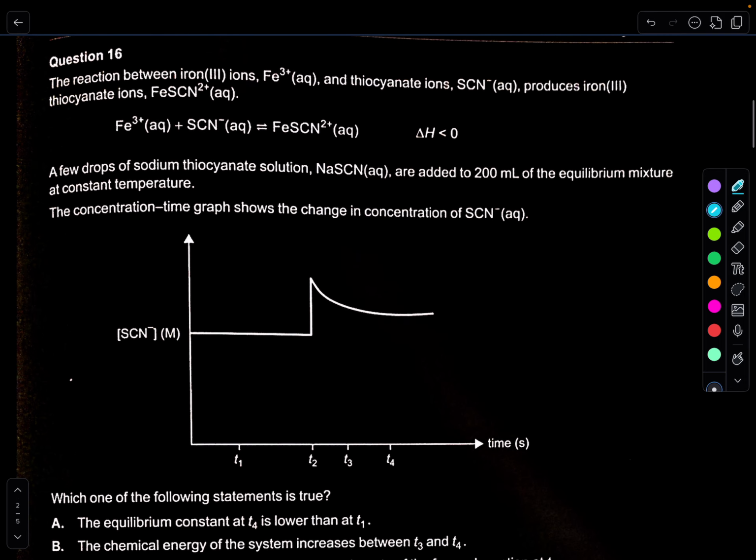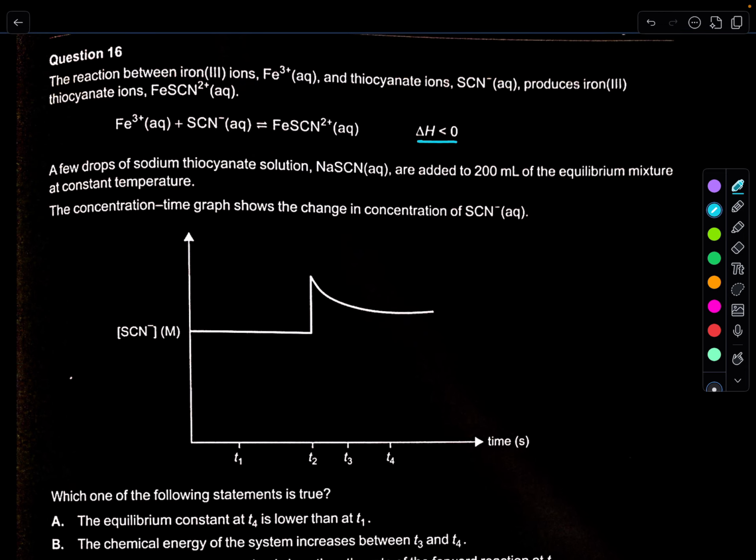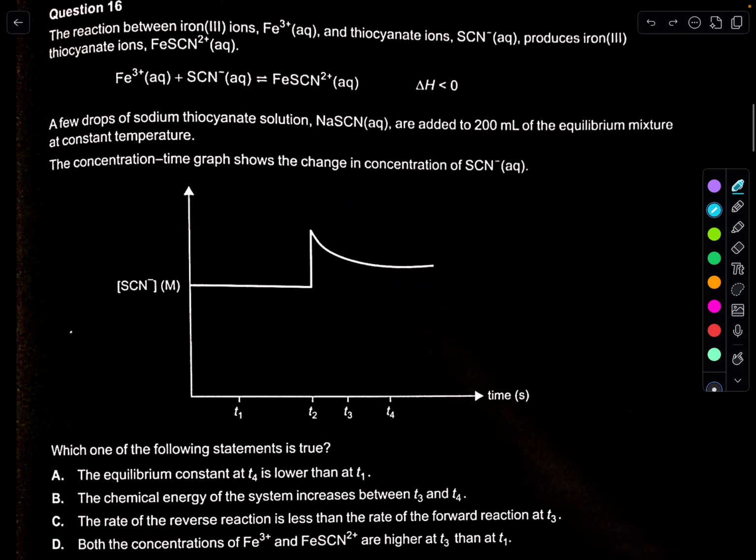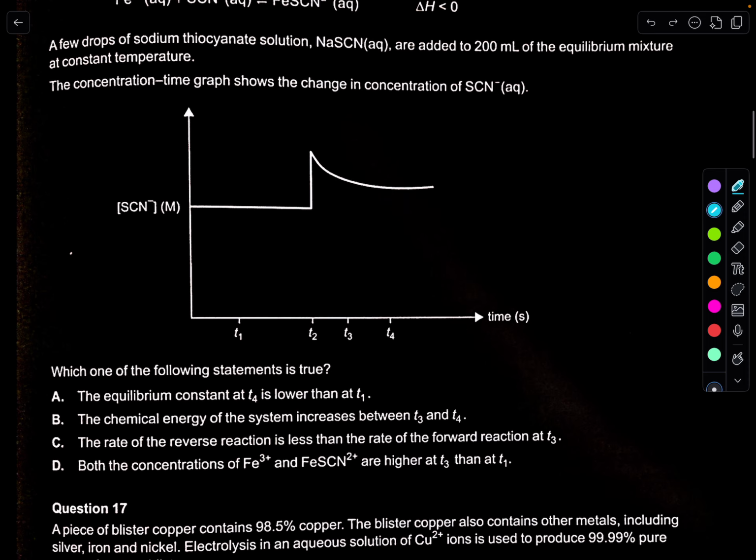So, question 16. A reaction between iron ions and thiocyanate ions produces iron thiocyanate ions, and this is the reaction. So we can see that it's an exothermic reaction. A few drops of sodium thiocyanate solution are added to 200 milliliters of equilibrium mixture at a constant temperature. The concentration-time graph shows the change in concentration of the SCN-, the thiocyanate. Because they added thiocyanate, the concentration increases, and you can see that spike over here. Which of the following statements is true?